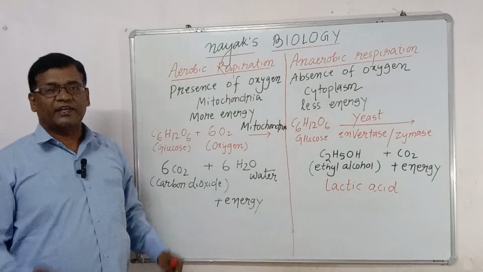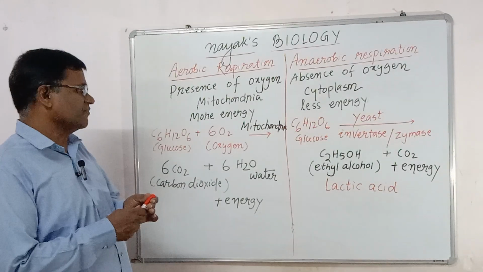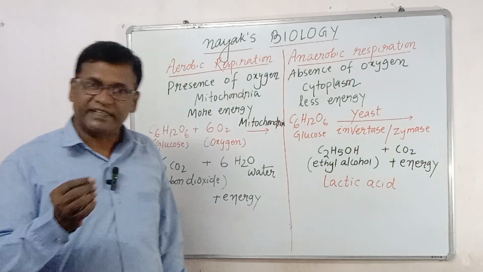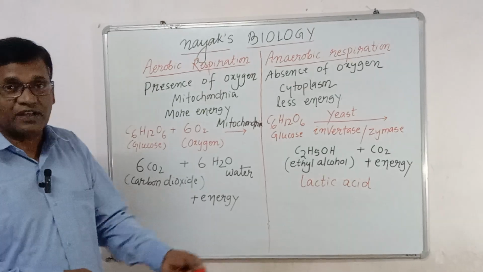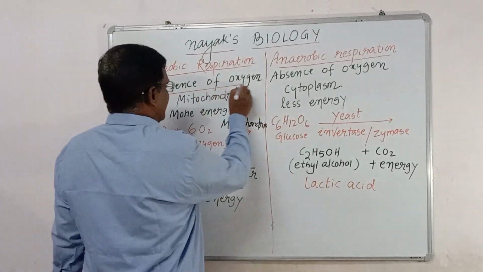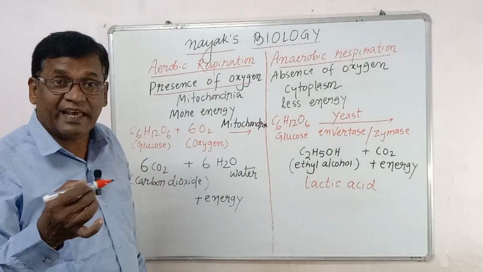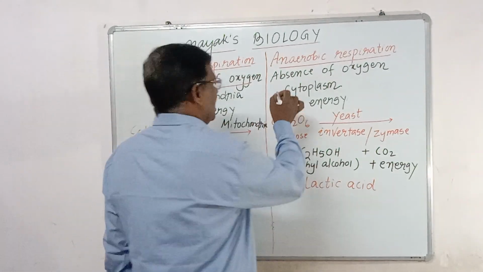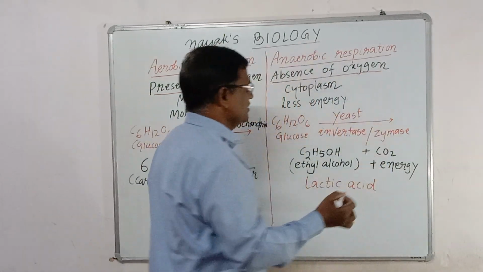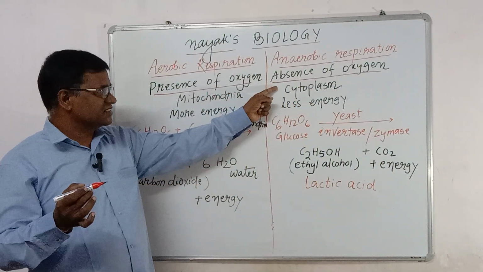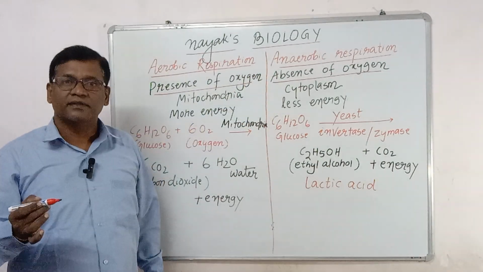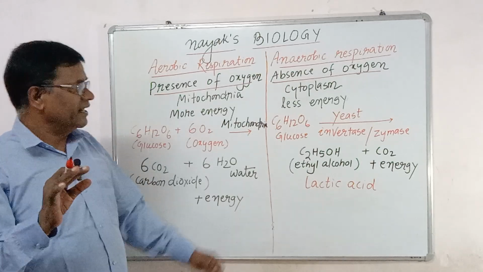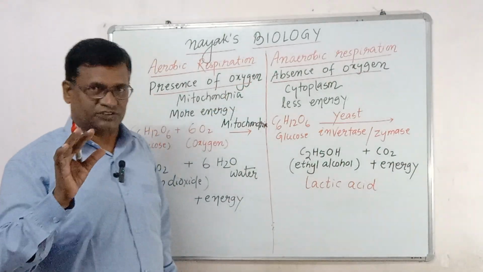First, what is the meaning of aerobic? Aerobic means in presence of oxygen. Whatever the respiration, if it occurs in presence of oxygen, then it is called aerobic. Anaerobic, "an" means absence of oxygen. The respiration which occurs in absence of oxygen is called anaerobic. In simple words, aerobic means presence of oxygen and anaerobic means absence of oxygen.